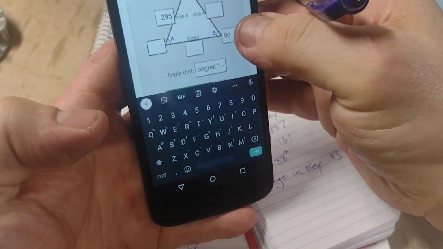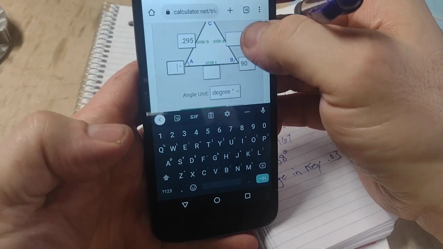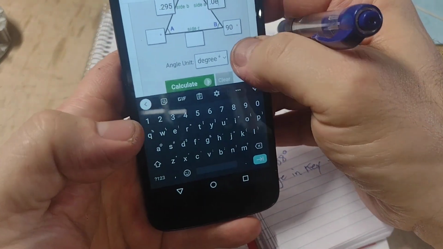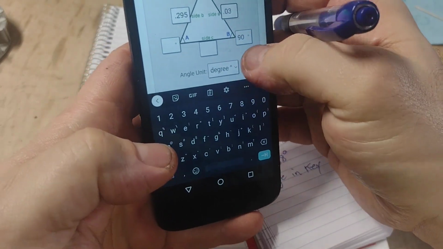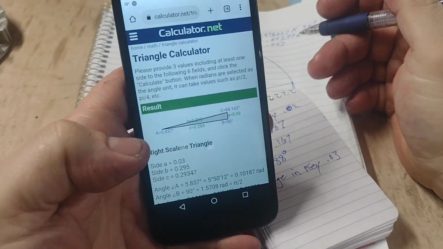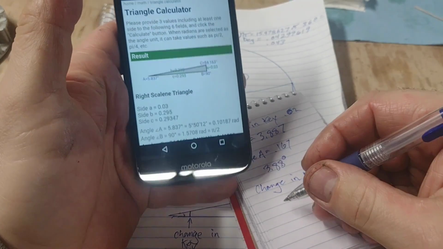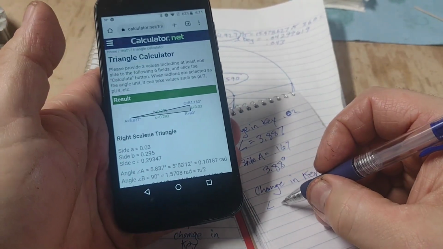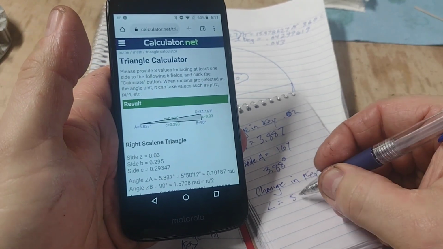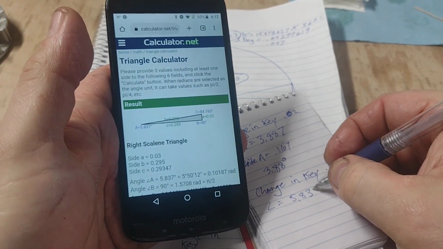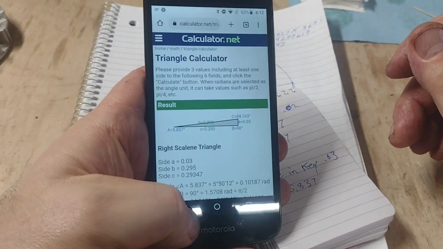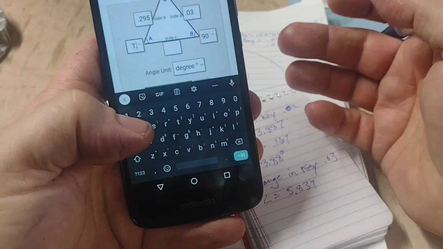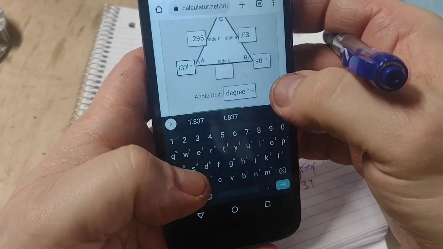We don't know angle A. We know side A is 0.03. Calculate. Angle A. Let's write that down. Angle equals 5.837. Oh, let's go back to the calculator and plug that in. 5.837.